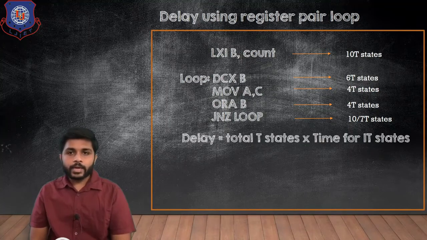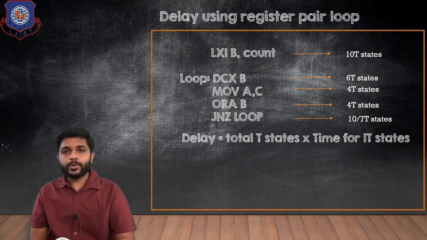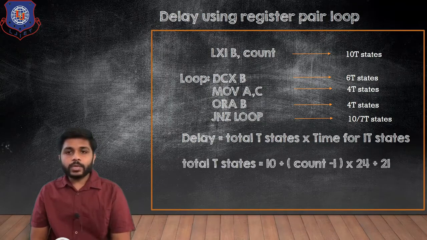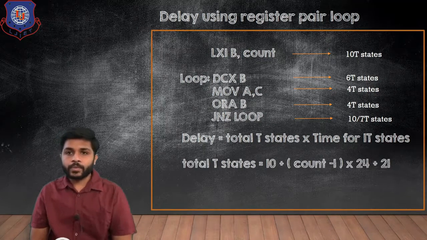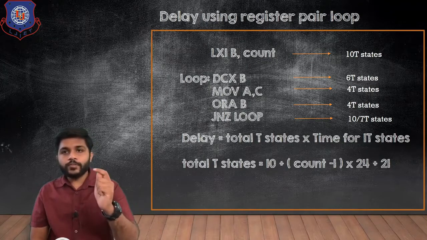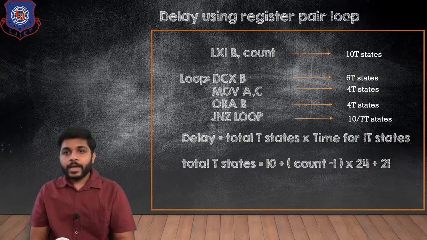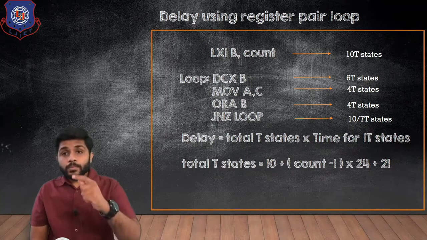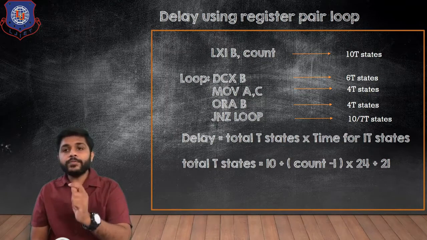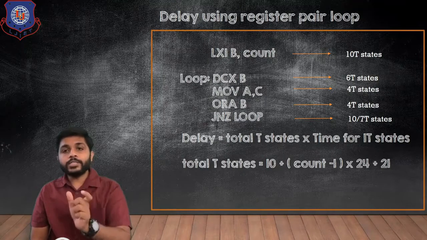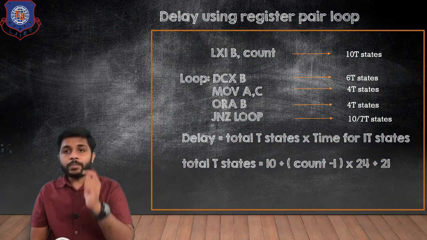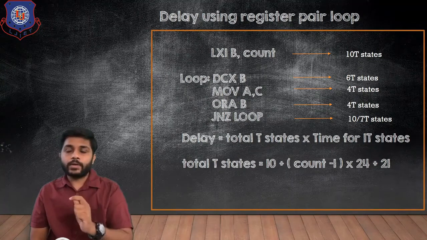We know that delay equals total T states into the time required for 1 T state. And how do we find the total T states in this program? The equation for the total T states in this program is 10 plus (count minus 1) into 24 plus 21. You can see that in the program, the first instruction will be executed, so there will be 10 T states. And depending on the value of count, this loop will be executed. Now, out of the count times, for count minus 1 times, 24 T states will be there. It means 6 plus 4 plus 4 plus 10. And the last time the JNZ condition will be false, so the total T states will be 6 plus 4 plus 4 plus 7, that is 21.